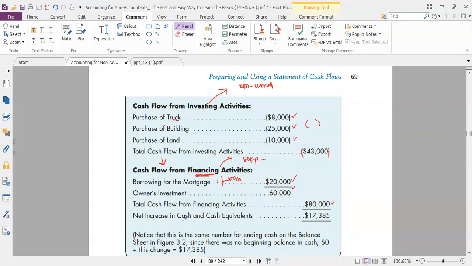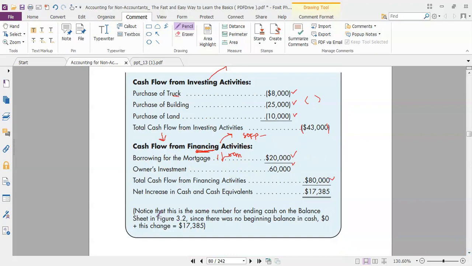So you can get the net increase in cash and cash equivalents, 17,385. Notice that this is the same number as the ending cash on the balance sheet, since there is no beginning balance, 0. If there is a beginning balance, you must add on the net increase in cash and cash equivalents, that is 17,385. That is the answer.